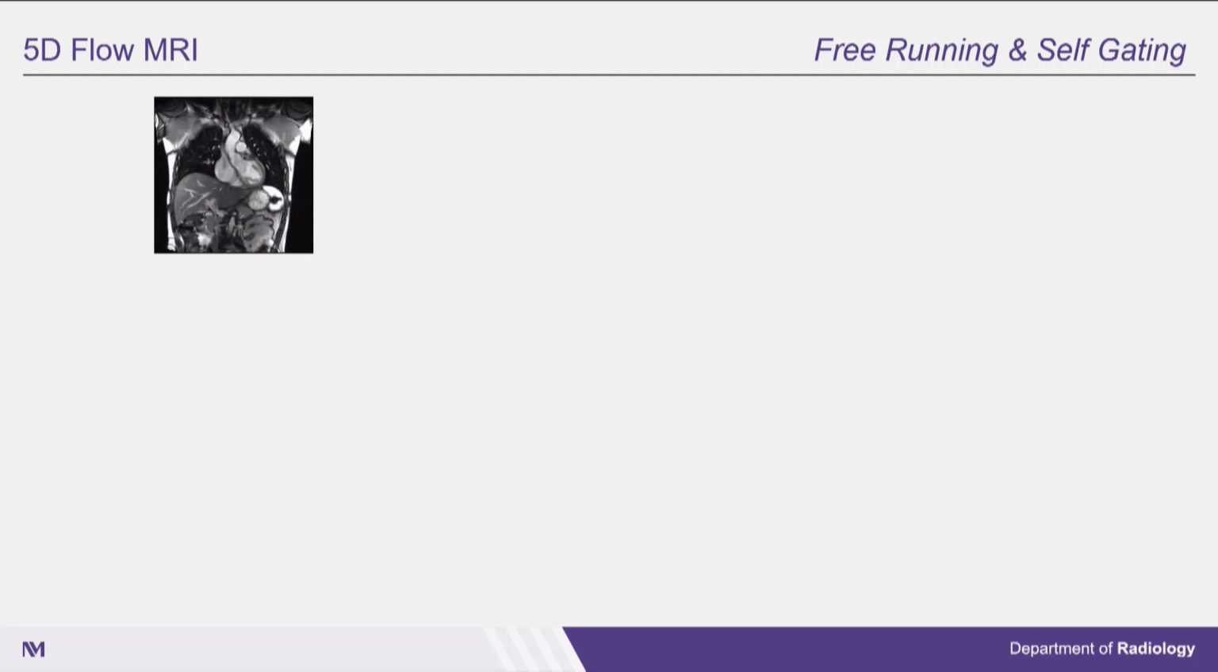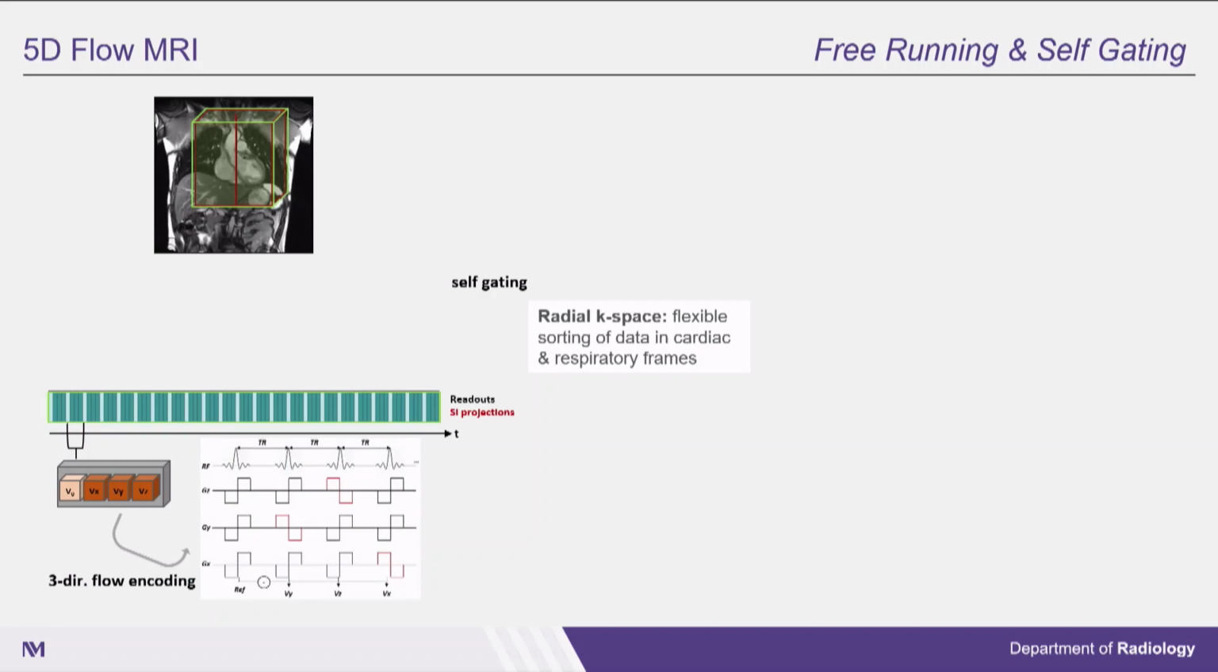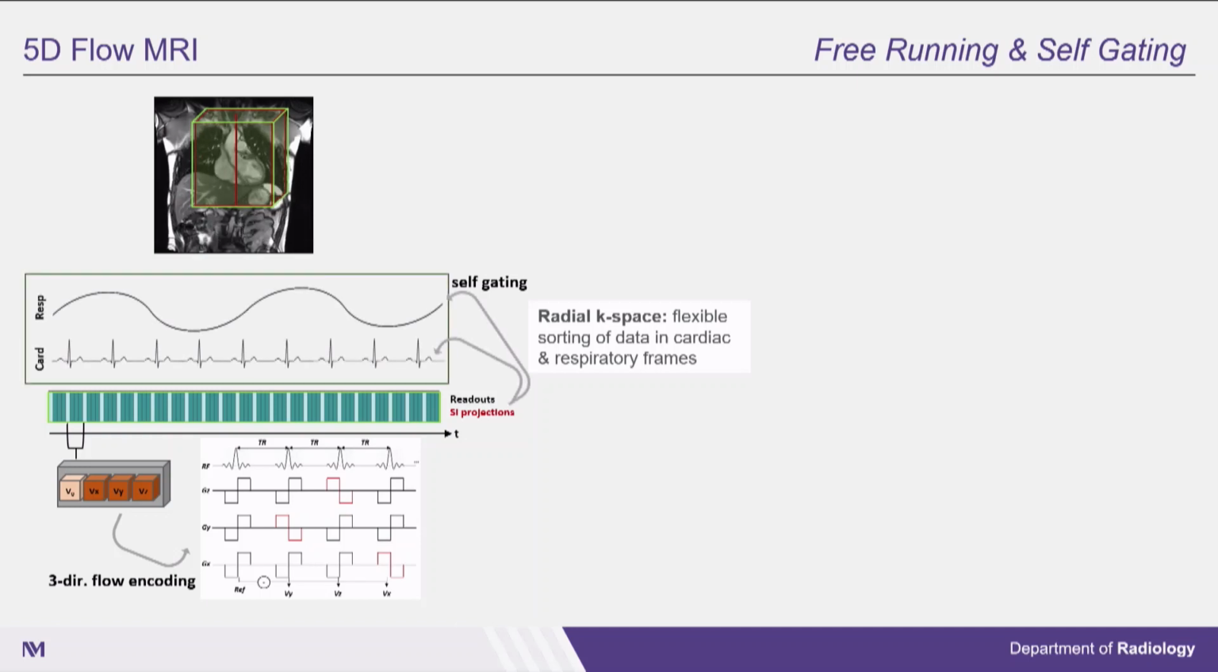The idea is the only user interaction pretty much is you place a 3D volume on the heart. You then have a free running acquisition that has some SI projection. You then acquire your regular 4D flow data. In this case, it's a radial acquisition. And then you take the SI projection, do a principal component analysis, and extract the respiratory and the EKG signal.